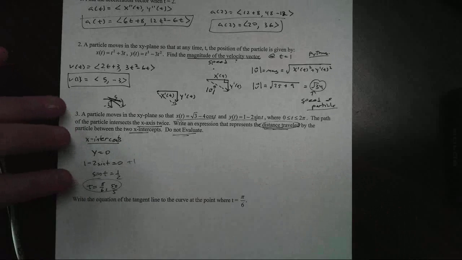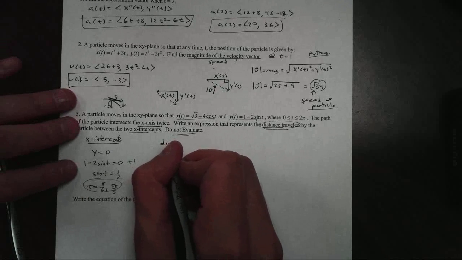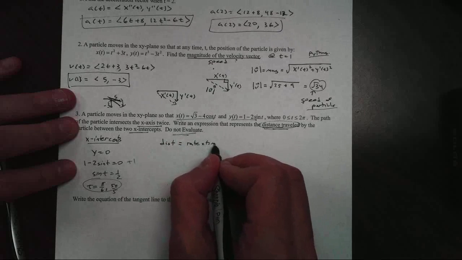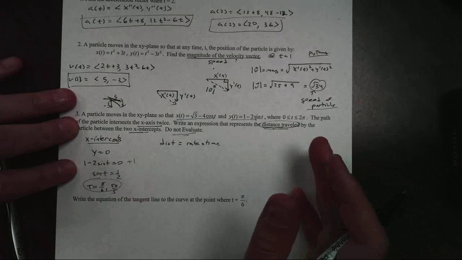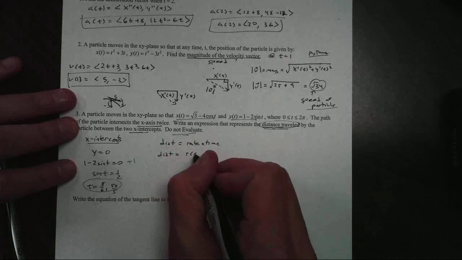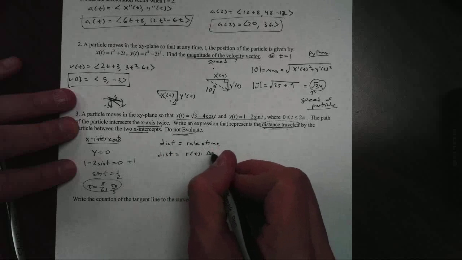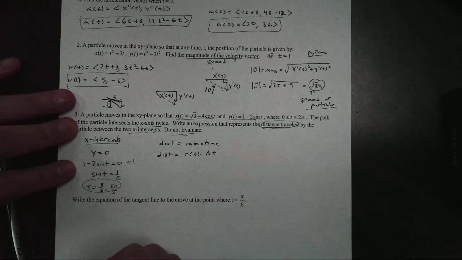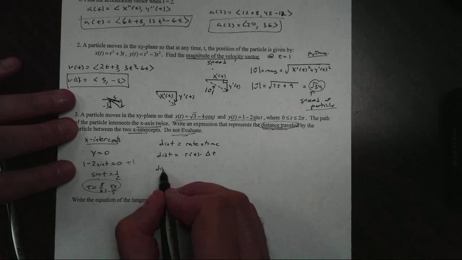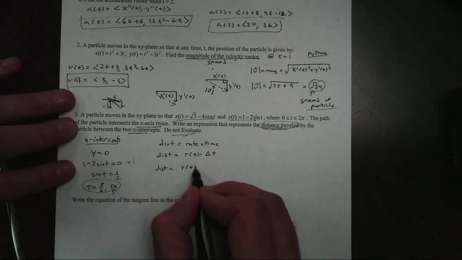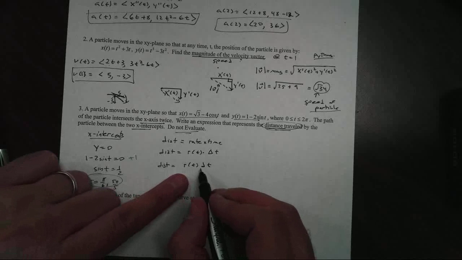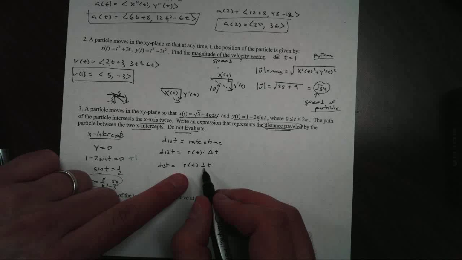Now we have to define distance. Back in elementary school, here's how you would define distance: it is your rate times your time. We can get a little more specific in pre-cal and calculus by calling our rate r of t, and time our change in time. Starting to look a little familiar? As delta t goes to 0, our distance becomes r of t dt. Now remember, this is just one itty-bitty distance, but we have infinitely many of them.